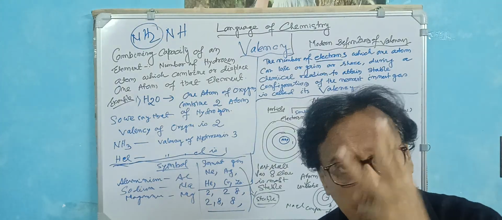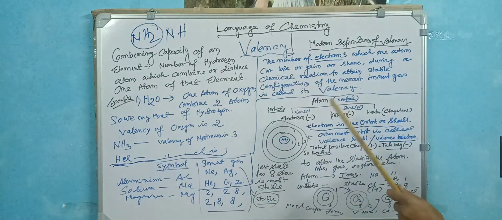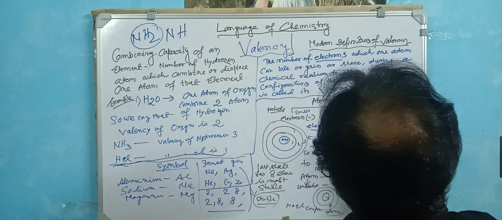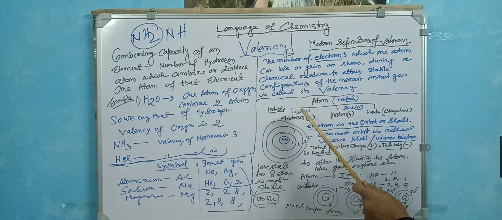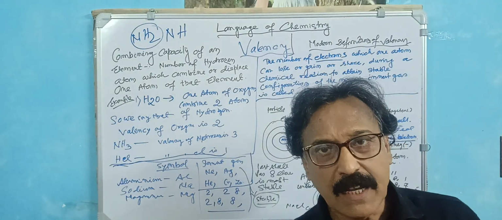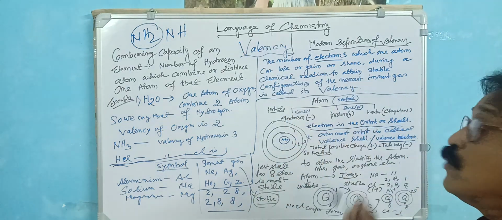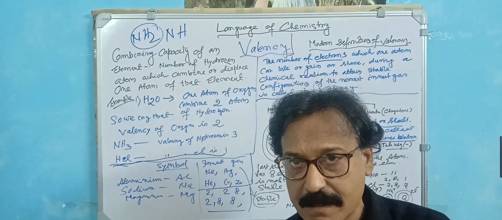Atom is divided into 3 basic parts. One is electron, one is proton, and one is neutron. 3 parts. Electron, proton and neutron, 3 parts. So we understood that we have broken the atom. The 3 parts are there. Electron, proton and neutron, very important particles.